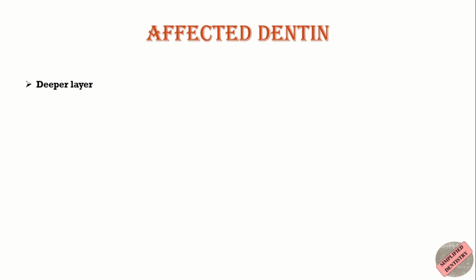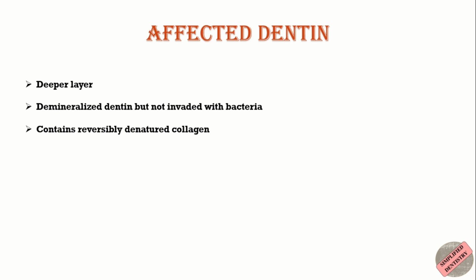Affected dentin is the deeper layer and it is also demineralized but not yet invaded by bacteria, and contains reversibly denatured collagen, so it can still act as a meshwork for remineralization and acts as a matrix for bonding. Therefore, this layer does not require removal and is preserved.